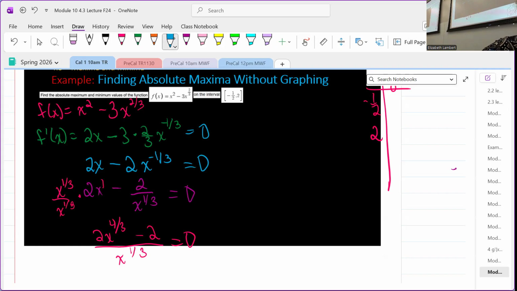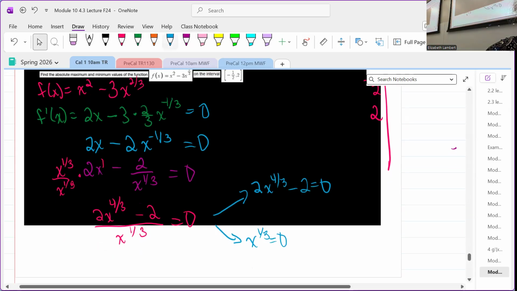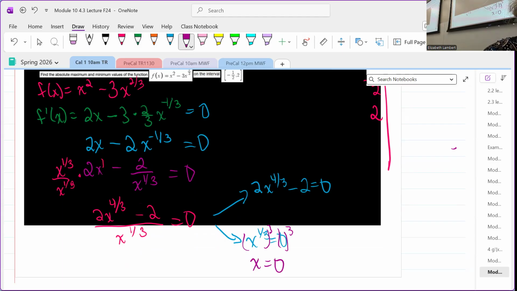So when we have a fraction equal to 0, when we're solving for critical values, we can split this into set the top equal to 0 and set the bottom equal to 0. So x to the 1/3 equals 0. I raise both sides to the third power. And I get x equals 0 as a critical value. So I'm going to put 0 over on my chart.